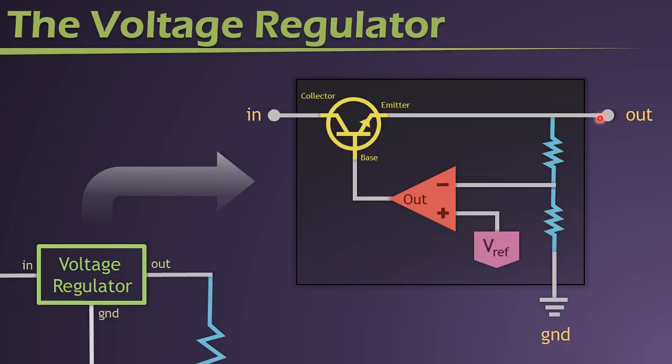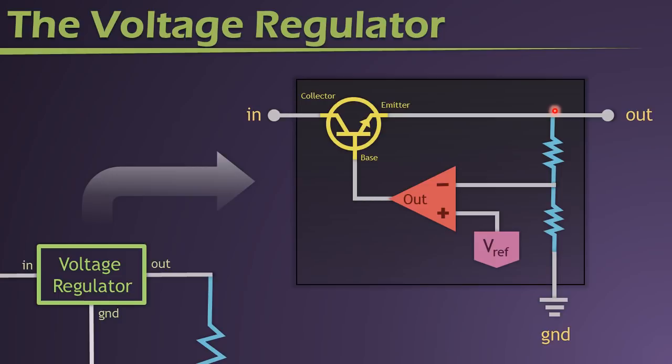So let's try to tie all this together. Let's imagine a situation where we wanted 5 volts on this output over here. How are we going to get 5 volts on that output regardless of all other conditions? Let's start off by looking at the resistor network here.